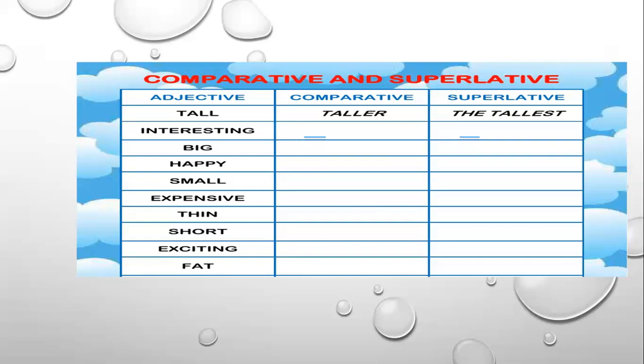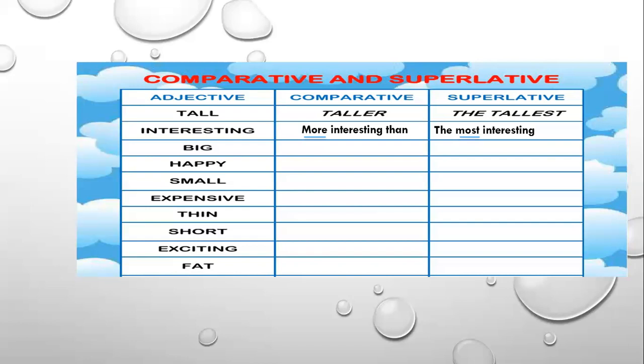Interesting, it is a long adjective, so you are going to use, excellent, in the comparative form, you are going to use more interesting than. Arabic is more interesting than English, okay? The superlative form, we can say English is the most interesting subject. هون قارنا الإنجليش مع كل المواد فحكينا it is the most interesting subject. So the superlative form will be the most interesting.